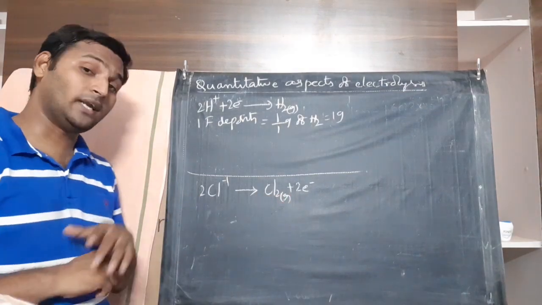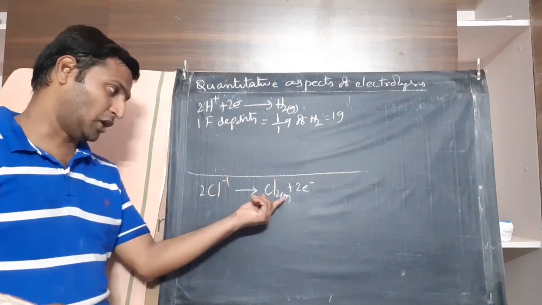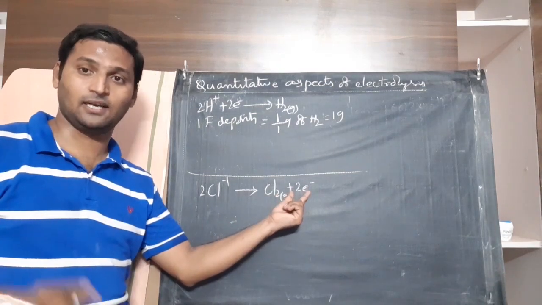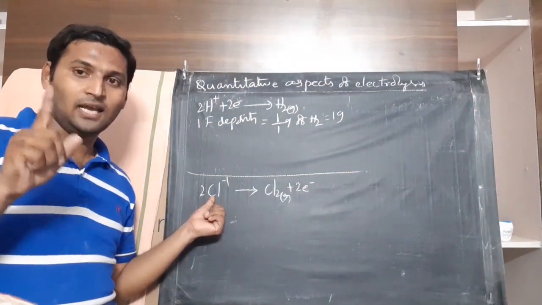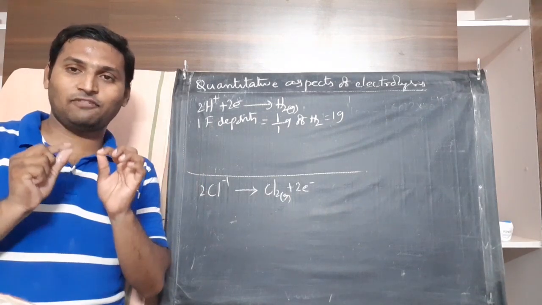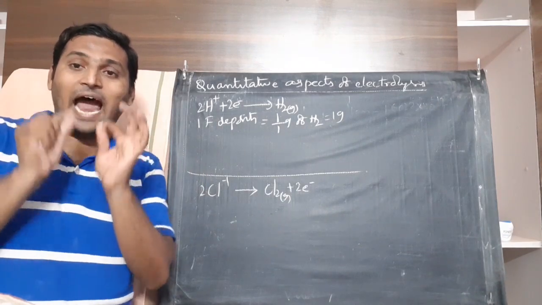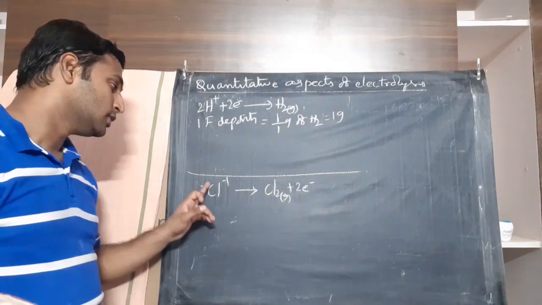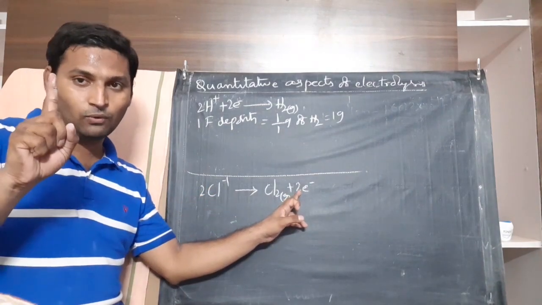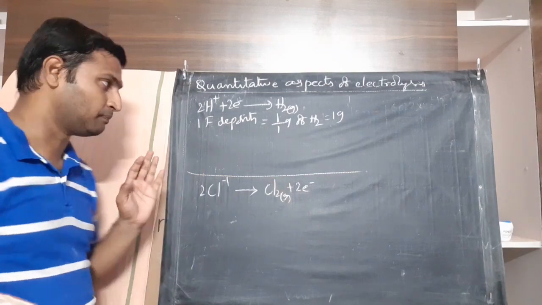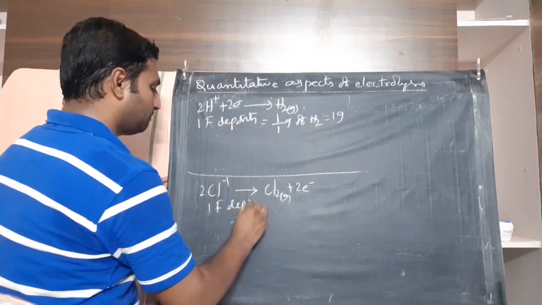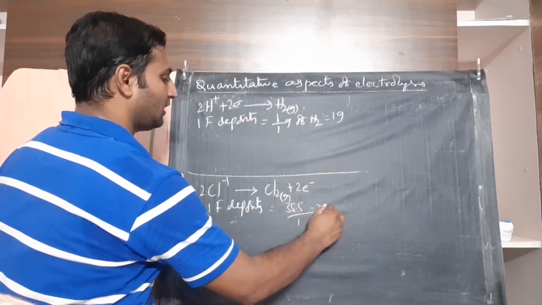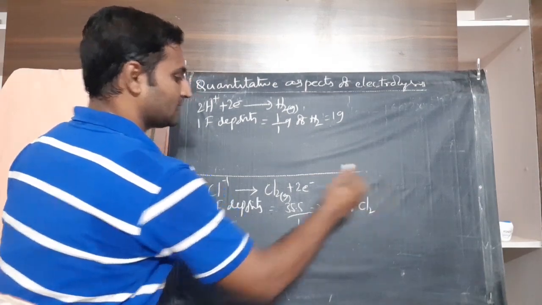Here also please observe, what is the valency of chlorine? 1. Because chlorine is a molecular gas, 2 chloride ions have to produce it, so we have written 2 chloride and 2 electrons here. But valency is the number of electrons lost or gained by each atom of that species. Each atom of chlorine is losing only 1 electron. That's why its valency is 1. That's why 1 Faraday deposits 35.5 by 1, that is 35.5 grams of chlorine gas.